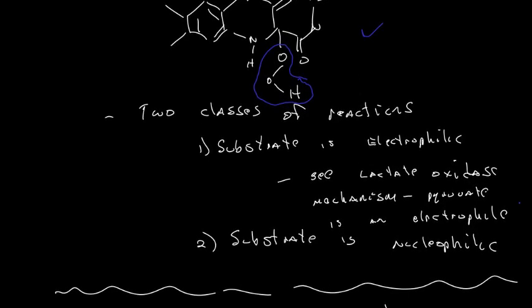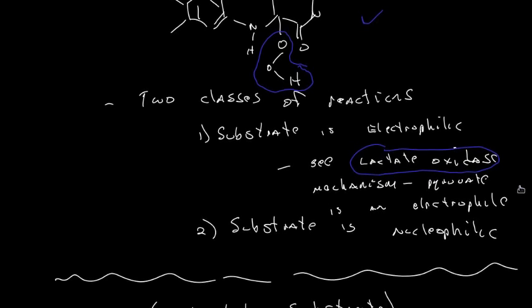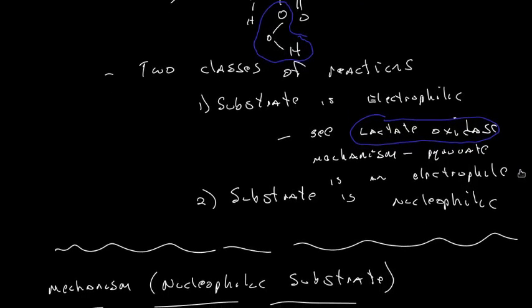Essentially, though, there are two classes of reactions. One in which the substrate acts like an electrophile, or is electrophilic. That was the lactate oxidase example, the last video in this series. But the substrate can also act like a nucleophile, or be nucleophilic. Let's look at an example of that.